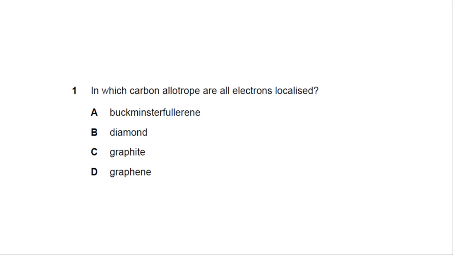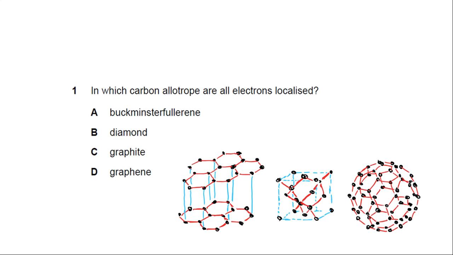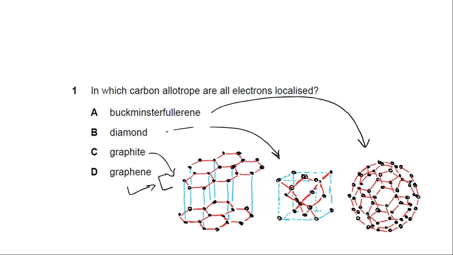Now, for this question, you really need to imagine what each allotrope of carbon looks like. And here's a rough sketch that I have made for all of you. So this right here is graphite, this right here is diamond, and this right here is Buckminster fullerene. Now, what graphene basically is, it's this. A single layer of graphite is graphene.